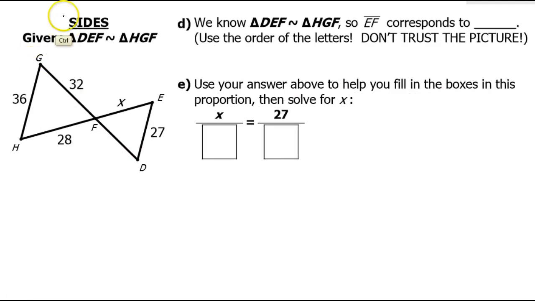Okay, we are given that triangle DEF is similar to triangle HGF. So, therefore, we know that EF, which is right here, will correspond to GF. Use the order of the letters. Don't trust the picture. Alright, we got it. Use your answer above to help you fill in the boxes in this proportion. Then solve for x. Okay, so EF corresponds to GF.